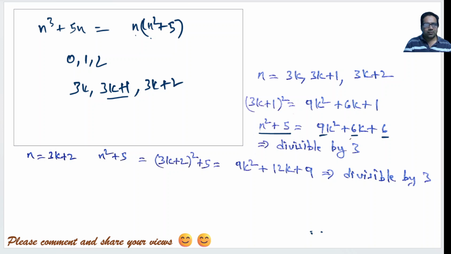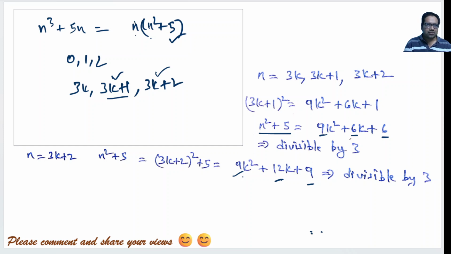So forget about n. n is not divisible by 3, but n square plus 5 is divisible by 3. Right. So that means 3k plus 1 is also sorted. What happens to 3k plus 2? Here also, 3k plus 2 is definitely not divisible by 3. Right. What happens to n square plus 5? 3k plus 2 whole square plus 5 becomes 9k square plus 12k plus 4 plus 5, which is 9. So 9 is a multiple of 3, 12 also a multiple of 3, 9 also a multiple of 3. So n square plus 5 is a multiple of 3, which means it is divisible by 3.